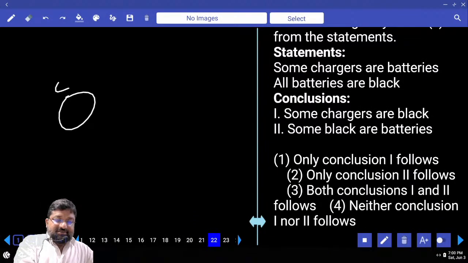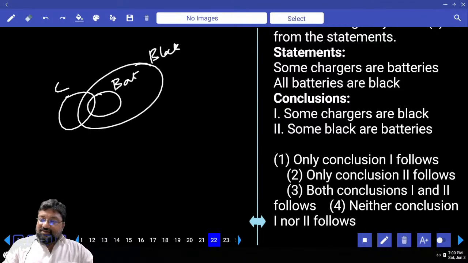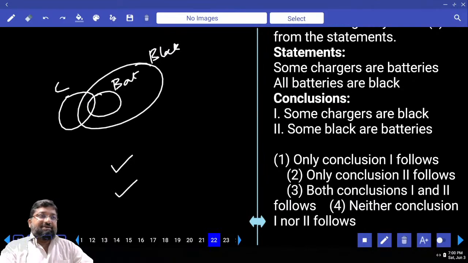Some chargers are batteries. All batteries are black. Some chargers are black. Yes. Some black are battery. Yes. What is the answer? Both 1 and 2.